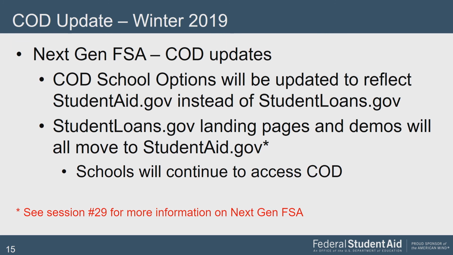In addition, all studentloans.gov landing pages and demos, all that functionality is moving to studentaid.gov, and as a result, studentloans.gov is not going to be accessible. It'll all redirect to studentaid.gov. In terms of the school impact, schools are still going to continue to access COD the way you normally would if you go in there to look up PLUS applications or counseling or do your normal batch request. Nothing's really going to change for the first iteration of next-gen FSA, which we believe is going to go in at the end of December.